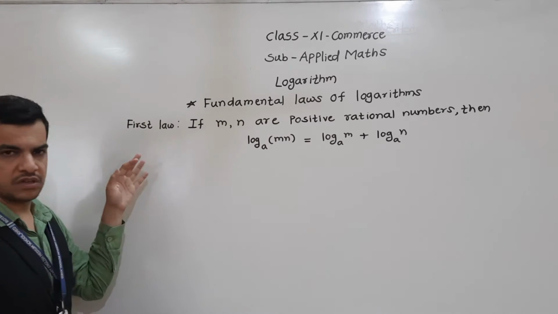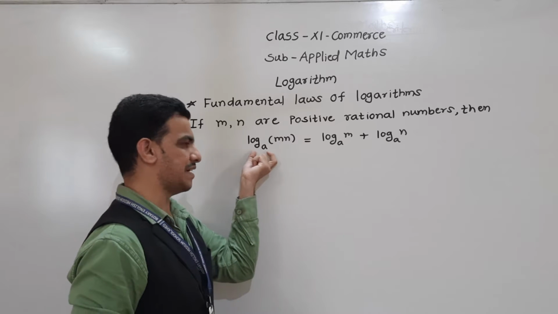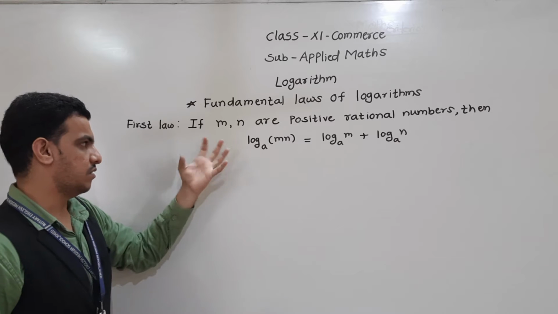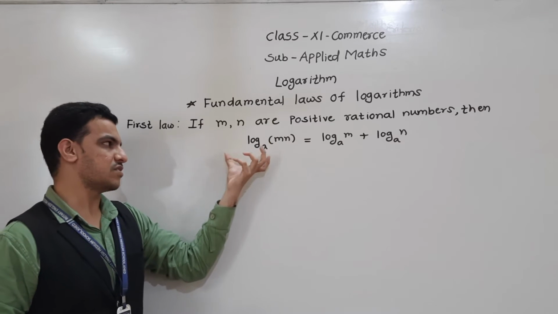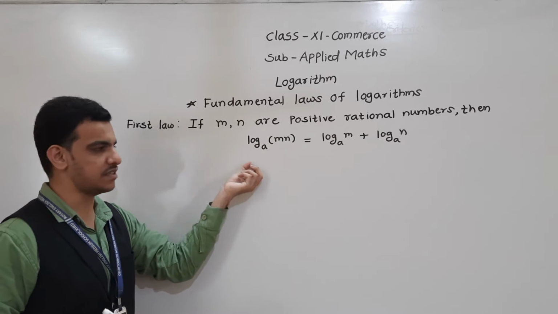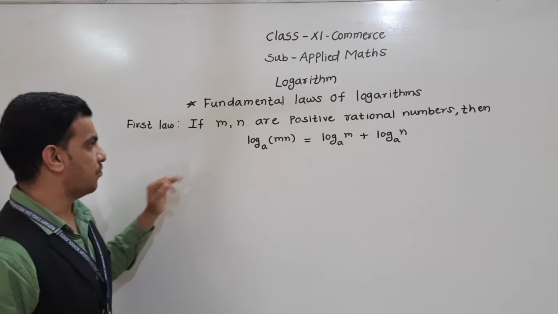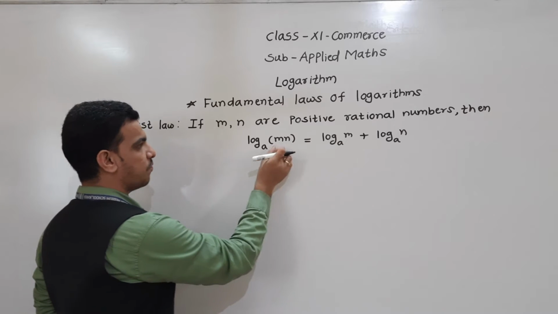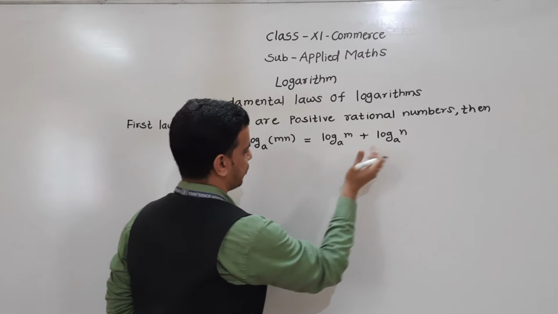Okay, so for proving all these properties, we have to use the base a, which is greater than 0, because if a is less than 0, log is not defined. So argument and base are always greater than 0 and base is not equal to 1. Okay, now we have to start to prove this. If log of a product is there, we can write the sum of the logs of those two numbers.